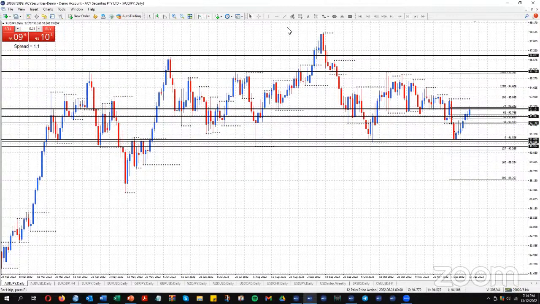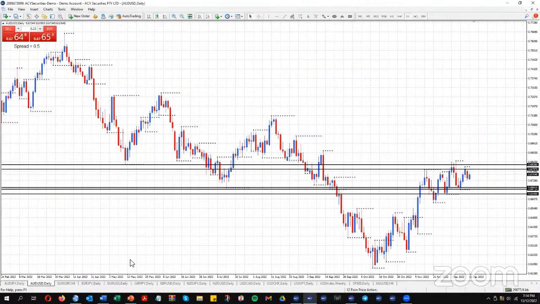Okay, so we could well see a failure there for a move back down to test these support areas down here. If we close above 93.15 today, I would expect that we're moving up to the top of the range up here. So then looking for an opportunity to trade to the upside.